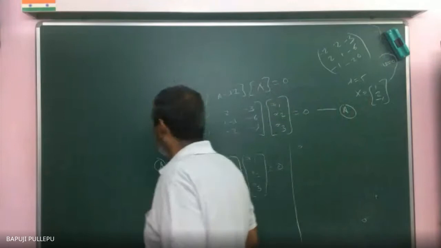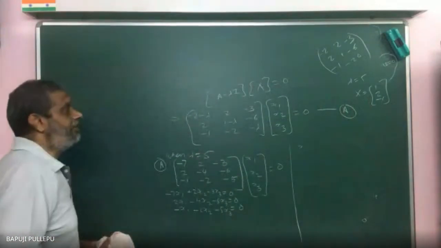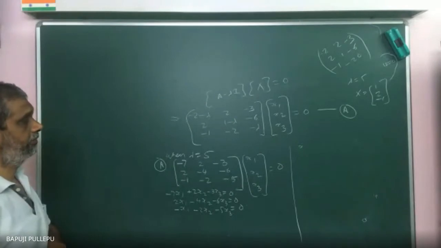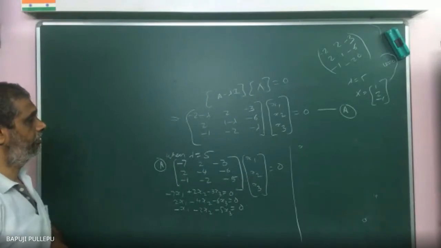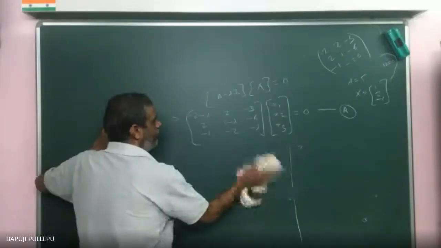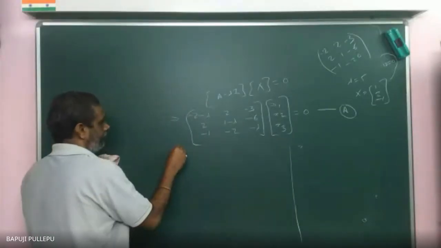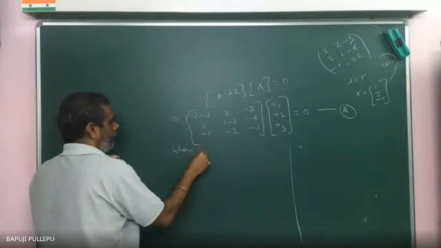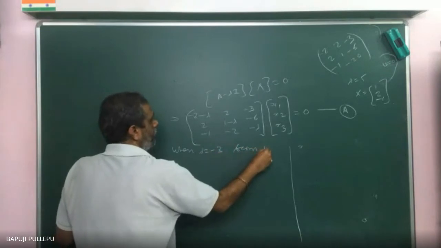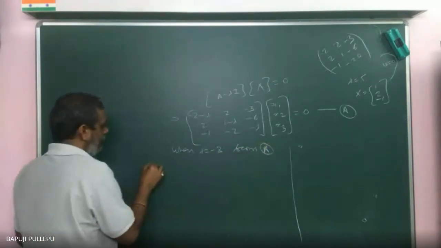Okay. Now again you can come. When lambda is equal to minus 3, yes, sir. Shall I write it above this also? I want to check this equation again. Right. When lambda is equal to minus 3, from equation A, what will I get? Tell me.